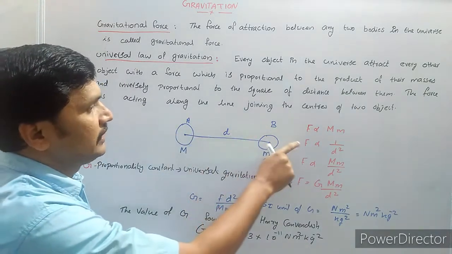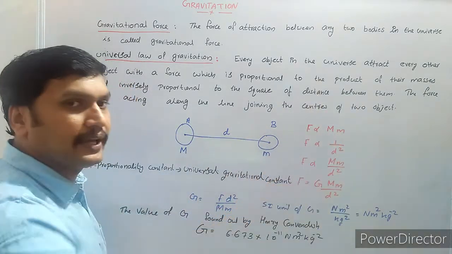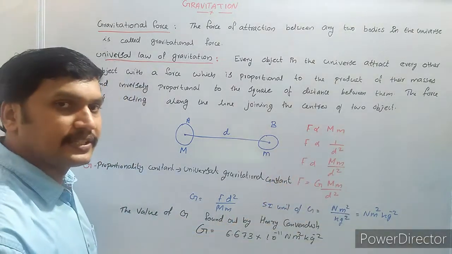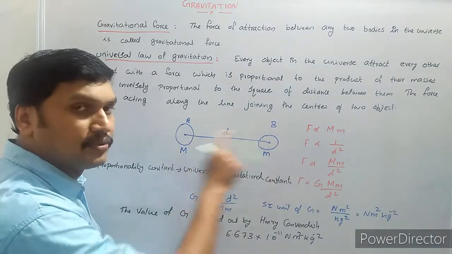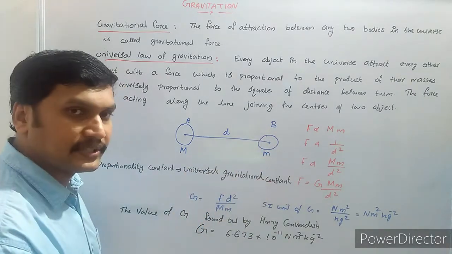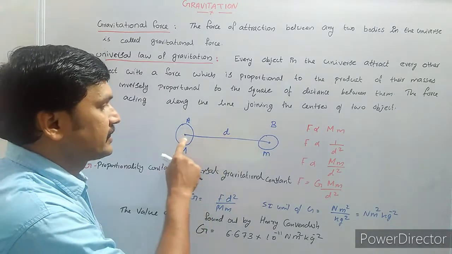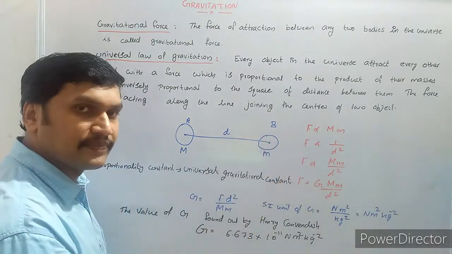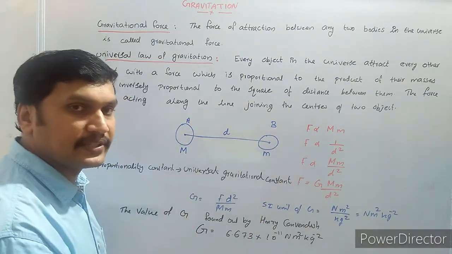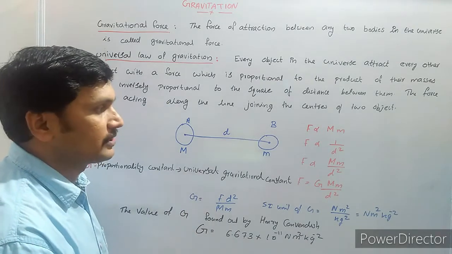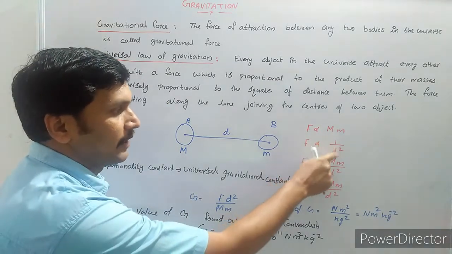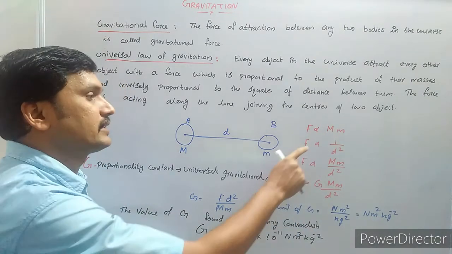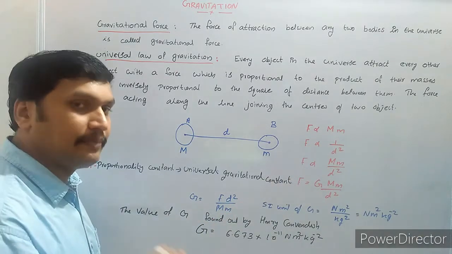And the second factor is that force is inversely proportional to the square of the distance. It means when the distance between the two objects increases, the force decreases. Actually, d is the distance between the centers of these two objects. If d increases, force decreases. If d decreases, force increases. That's the meaning of inversely proportional. F is proportional to 1 by d squared. You can read it as F is proportional to 1 by d squared, or F is inversely proportional to d squared.